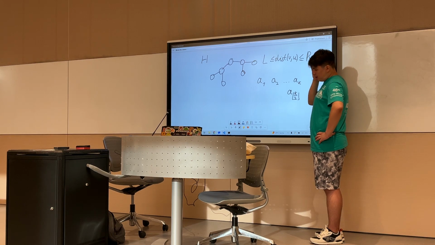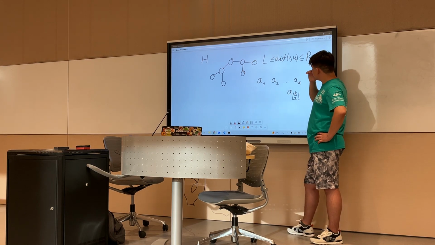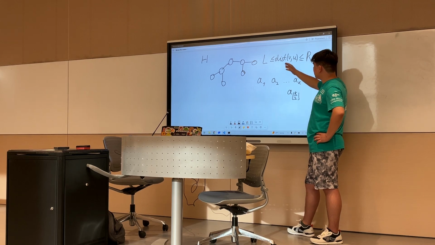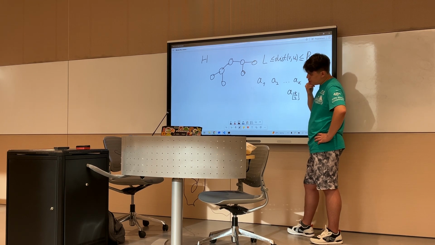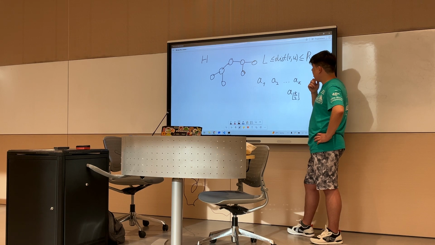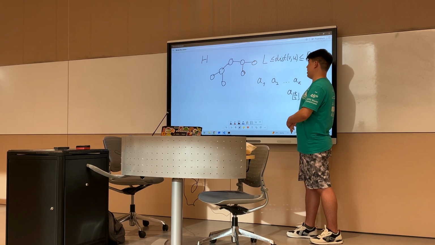Okay. For every path whose distance is from L to R, we need to find the most beautiful one, and we need to output the vertices at the end of the path. Okay, let's try to solve this problem in some way.